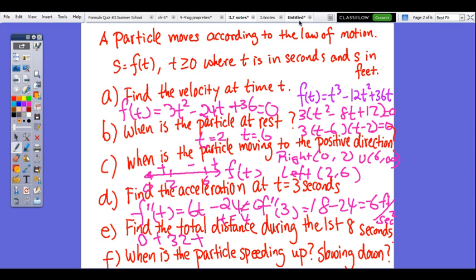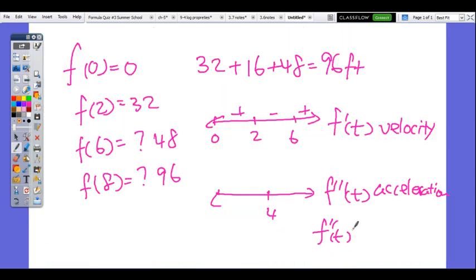16 minus 24. So plug in any number between 0 and 4. So we got 1. So 1 times 6, that's 6. Minus 24, so it's negative 18. So it's negative. And then plug in any time from 4 to infinity. So we do have 5. So 6 times 5, 30. 30 minus 24, that's positive 6.